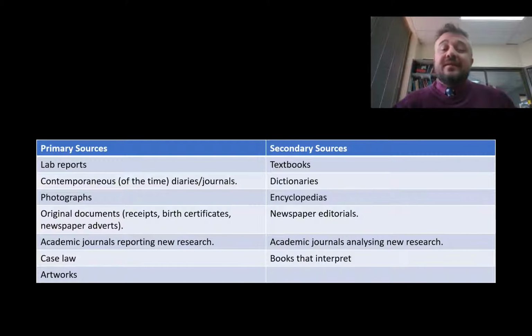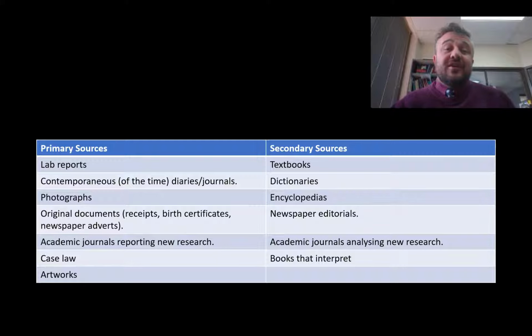So here are some examples. Primary sources, thinking of things like lab reports. Sorry, forgot how to speak there. Contemporaneous, which means of the time, diaries and journals. But even then, they can border into that secondary source. Photographs at the time, original documents. These can be anything like a receipt, right? We want to talk about did a person have an alibi? Well, here's a receipt of where they are. That's a primary source. Birth certificates, newspaper adverts.